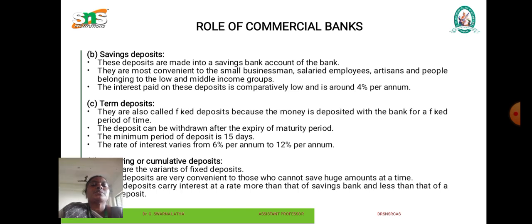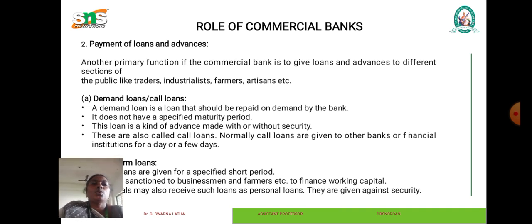Next one is cumulative deposits. These deposits are very convenient to those who cannot save a huge amount at a time. These deposits carry interest at a rate more than that of savings bank and less than that of the term deposits. Next one is payment of loans and advances. Another primary function is loans and advances.